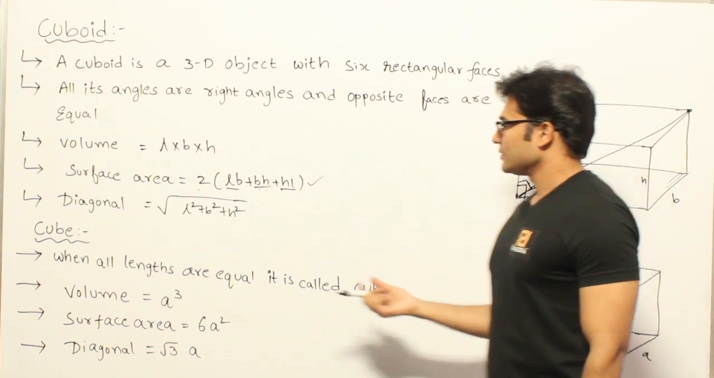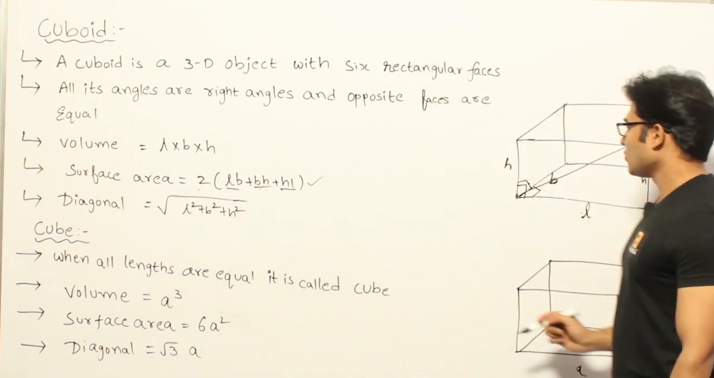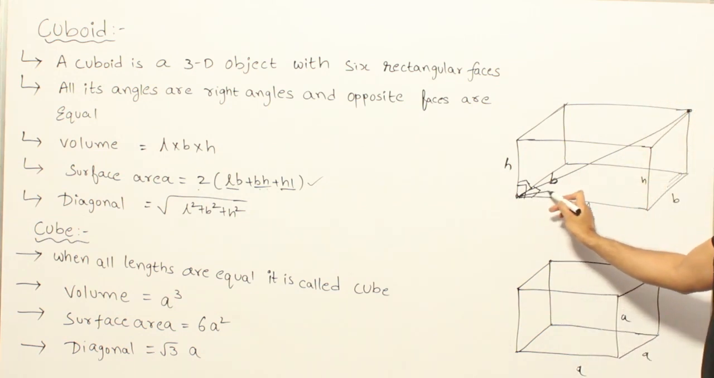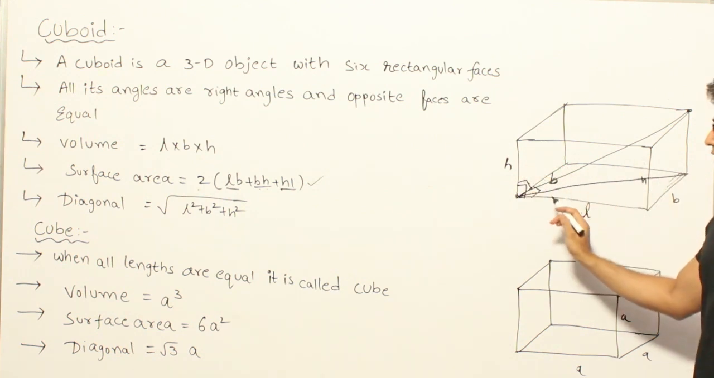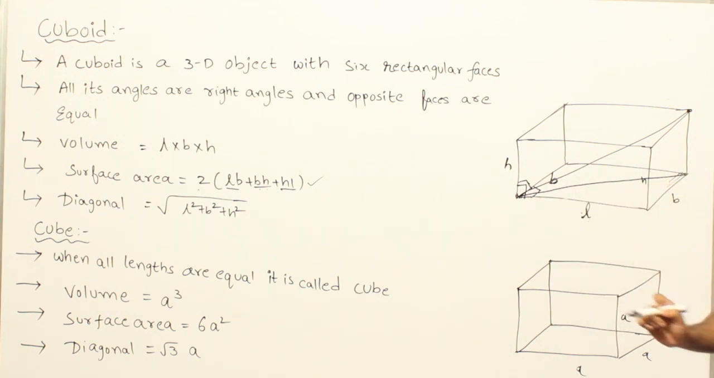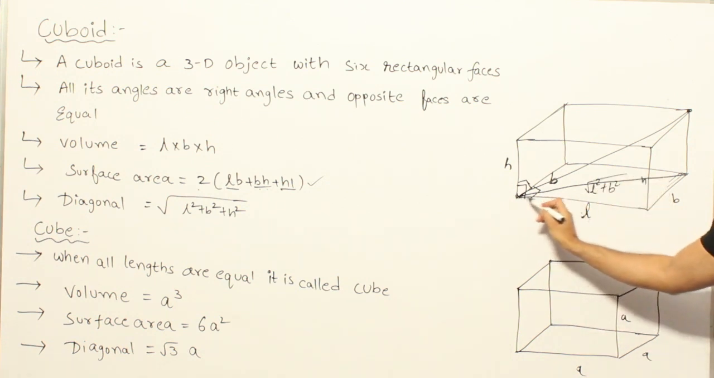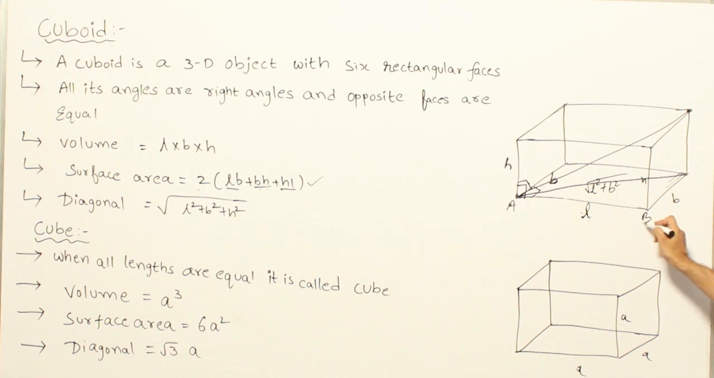The length of the diagonal is the square root of L square plus B square plus H square. How to get this: first you find the diagonal of the base, which means one of the faces. I am talking about this face. The length of its diagonal is the square root of L square plus B square. This is the length and this is the breadth of this right angle triangle, right? You can see the right angle triangle ABC.